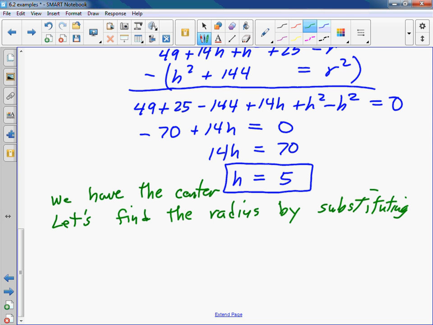No, k goes with y. H represents the horizontal part of the center coordinates, and k represents the vertical part. Okay, and thanks for asking. Okay, good. Let's go.